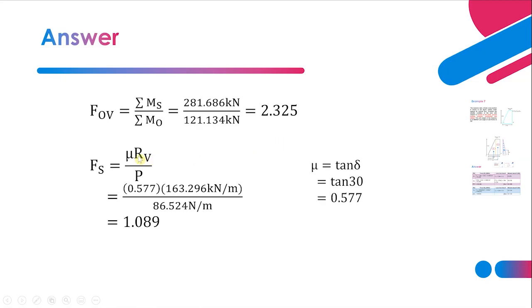And then you calculate for sliding. Formula is mu RV divided by P. So mu, you need to find the value of mu. Mu is given in the question, okay, it already gives the delta, which is the angle of wall friction, 30 degrees. So tangent 30 degrees, you will get 0.577. You multiply by total vertical forces, which is 163.296, here.